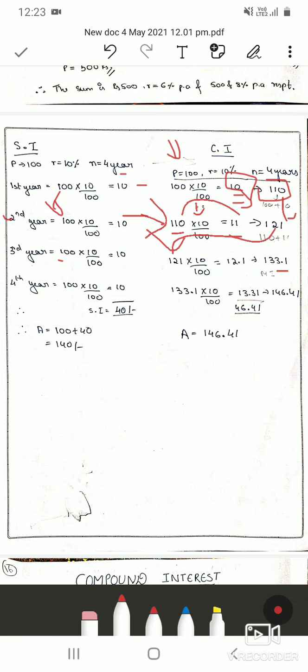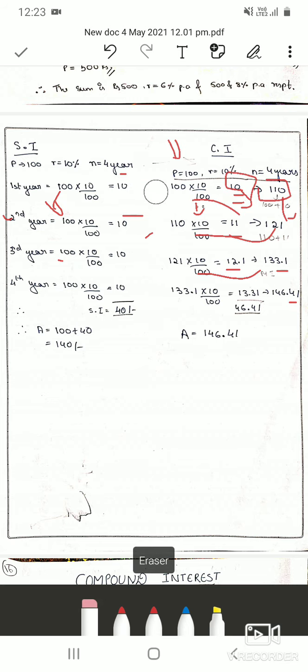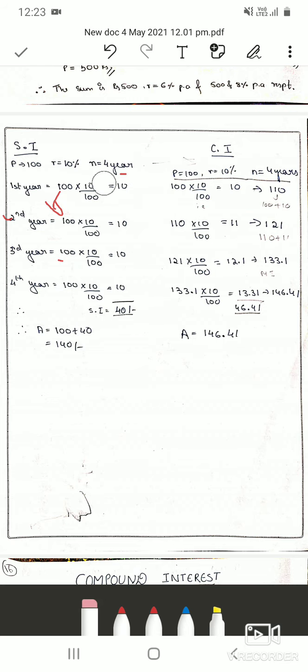That is, 121 plus 12.1 gives you 133.1 rupees. Now this is your new principal. Therefore, it will be 133.1 into 10 by 100, which is 13.31. Therefore, your total amount to be paid is 146.41 rupees. So now you can see these are your interest every year. When you add them, you get 46.41, and the amount to be paid at the end of 4 years is 146.41.